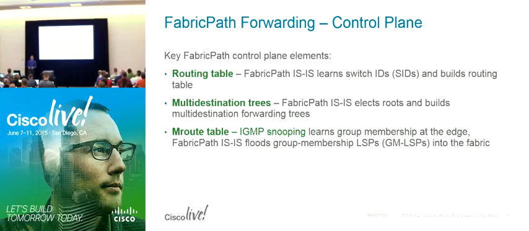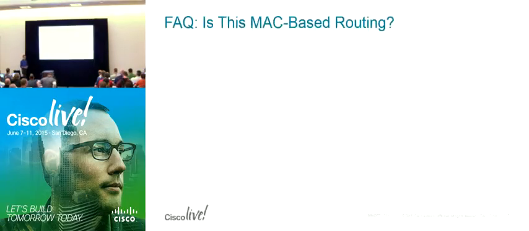And finally, we have the mroute table. There are two components that go into the mroute table. It's the IGMP snooping, and we also have FabricPath ISIS expressing interest from any given switch to any other given switch in a particular multicast group. All right, let's go one by one through these components of the control plane.